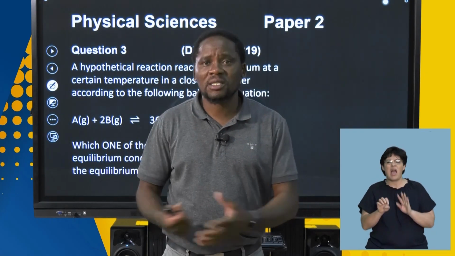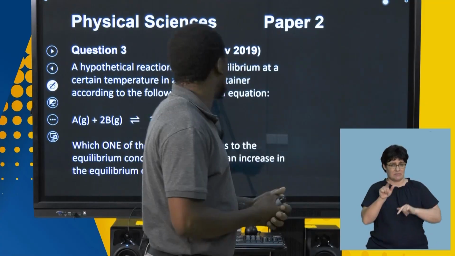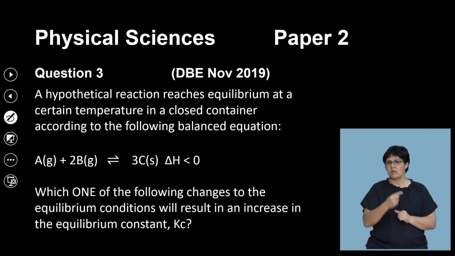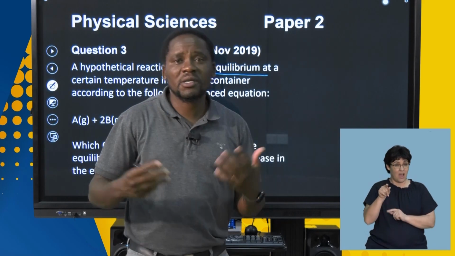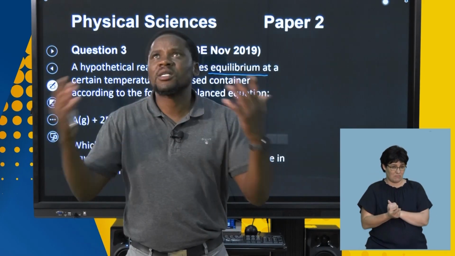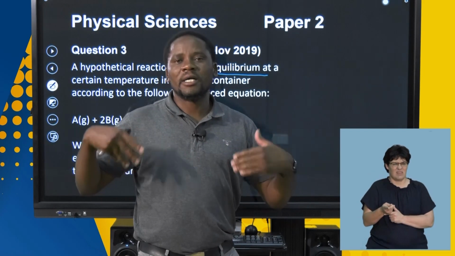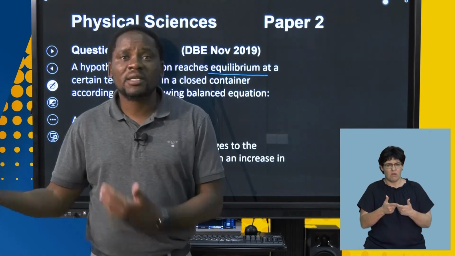Let's look at a typical example, which is part of the assessment. It says here, a hypothetical reaction reaches equilibrium. I'm going to underline the term equilibrium. And remember, that's the main thing as far as chemical equilibrium is concerned. What exactly do we mean when we say a system is in a state of dynamic equilibrium?